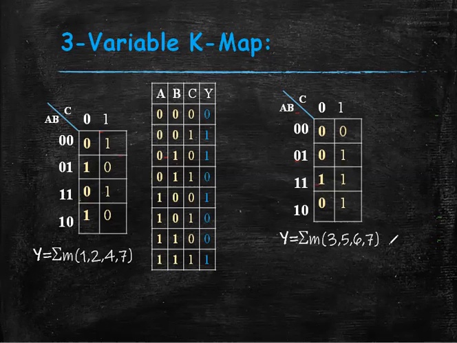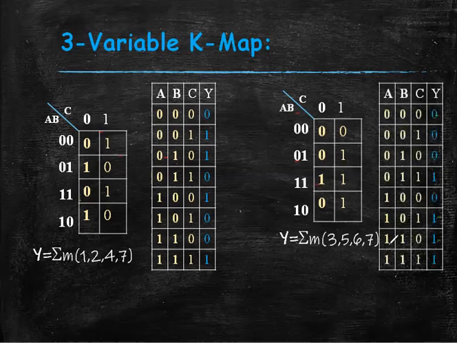Then what will be the truth table? In the truth table, we know that the output must be high for 3, for 5, for 6, and for 7. The output is high for 3, 5, 6, 7.